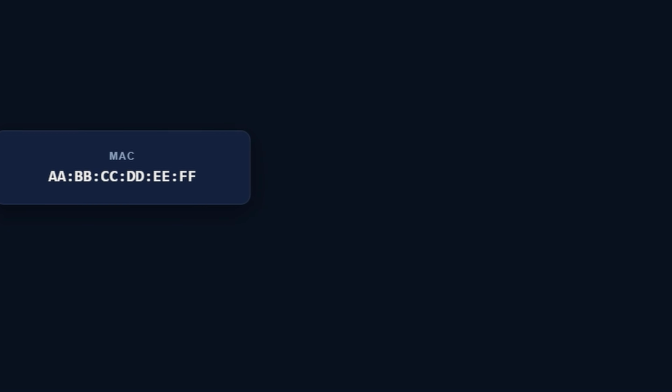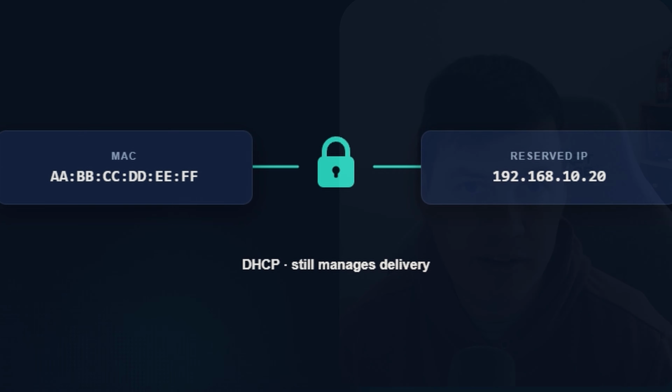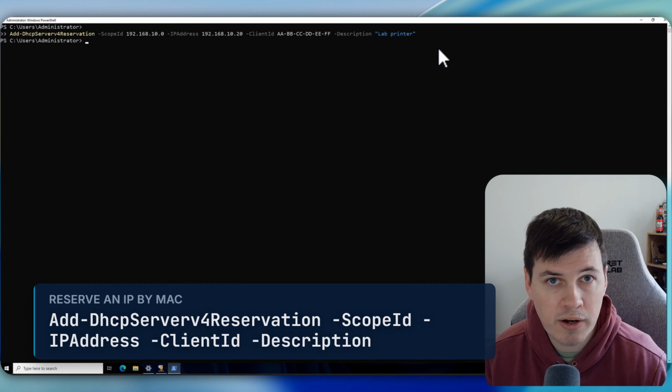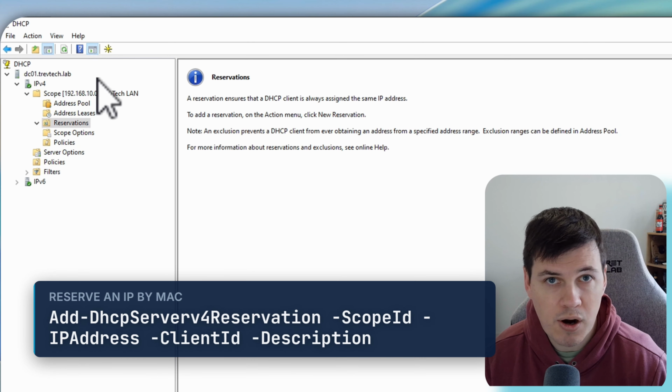The fix is reservations. You tie a specific IP to a specific MAC address. The same MAC always gets the same IP, but DHCP still manages it. One place, one source of truth. No static config on the device, no spreadsheet you forget to update, no knocking your own printer offline. So it's one line: Add-DhcpServerv4Reservation, MAC, IP, description, done. 4 things that will bite you.